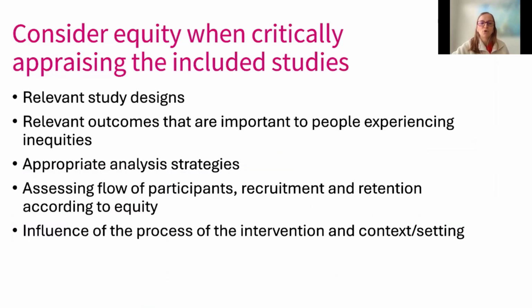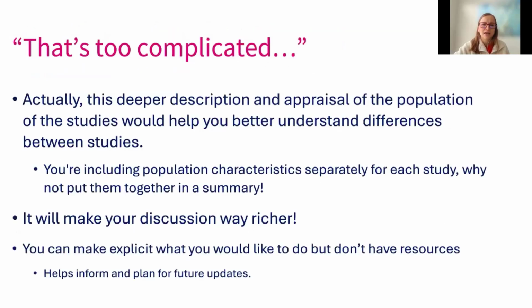And then looking at the flow of participants and the recruitment and retention. So were there more dropouts from certain populations? Did they recruit populations that you expected to see? And think about that for the populations that you're interested in. And then also think about whether there was anything happening with the intervention that could be related to population characteristics. So the context and setting that Jordi has mentioned.